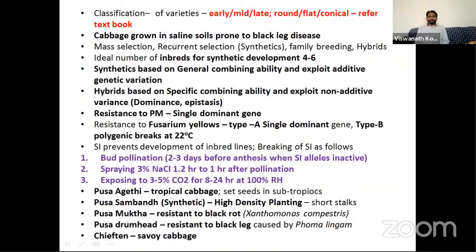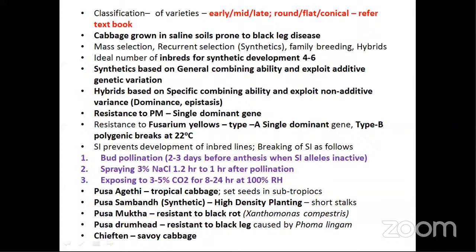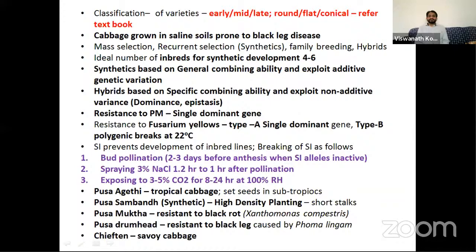So the ideal number of inbreds for developing a synthetic variety is 4 to 6. This is a previous question. This 4 to 6, you can remember this figure. Ideal number of inbreds for synthetic development, 4 to 6.